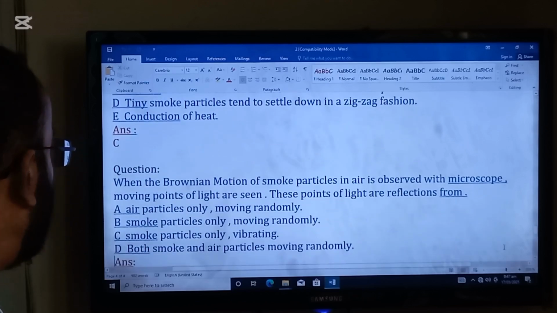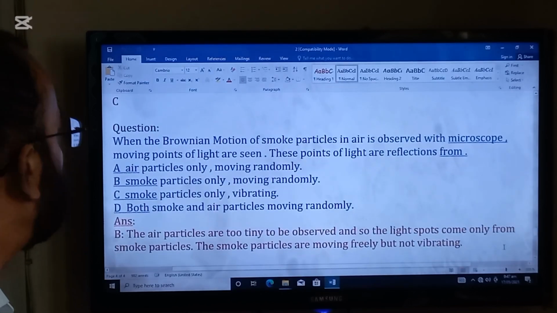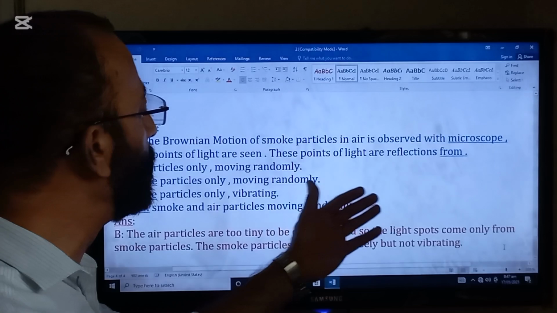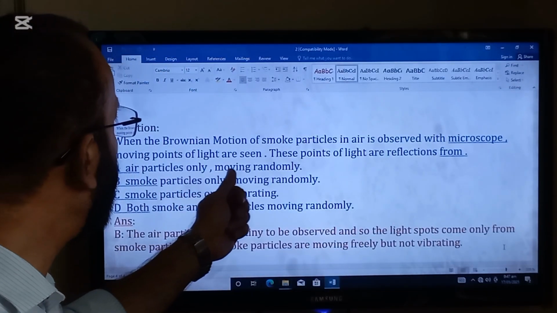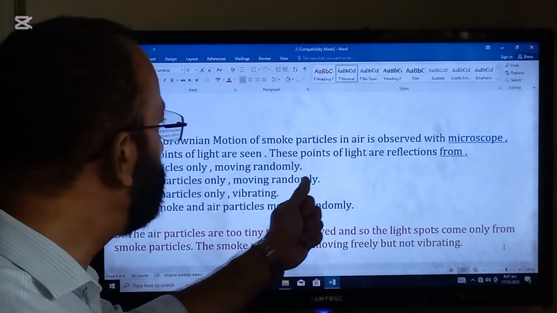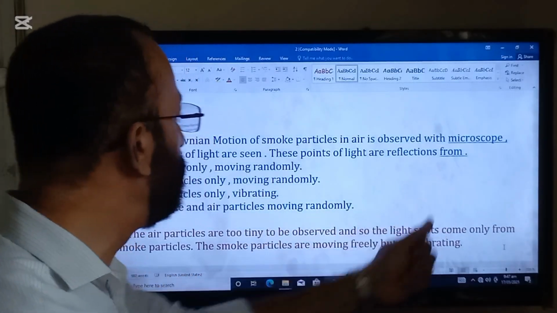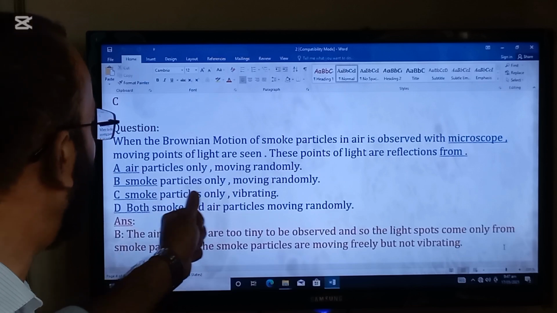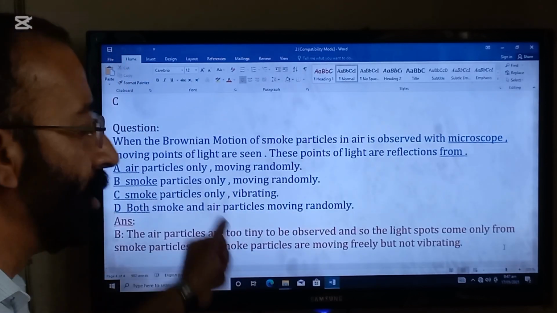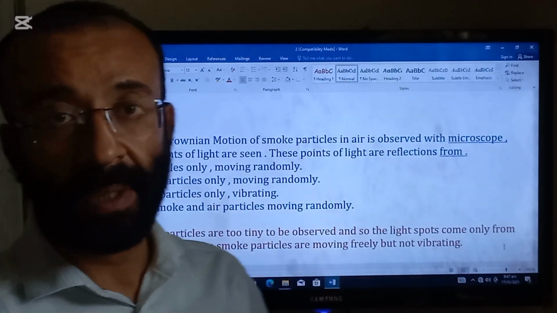Another question is here: when the Brownian motion of the smoke particles in air is observed with a microscope, moving points of light are seen. These points of light are reflections from... B option is right, that is, smoke particles only, moving randomly. So this is the concept.